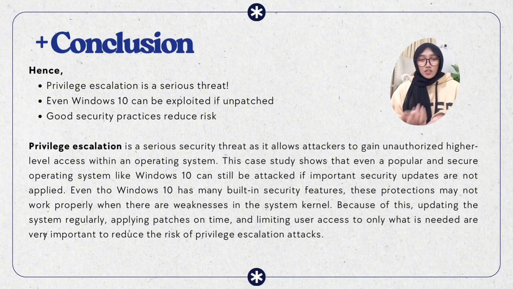This case study shows that even a popular operating system like Windows can be attacked if important vulnerabilities are not fixed. To lower the risk, users and system administrators should always keep systems updated, apply security patches on time, and limit user access using the principle of least privilege.